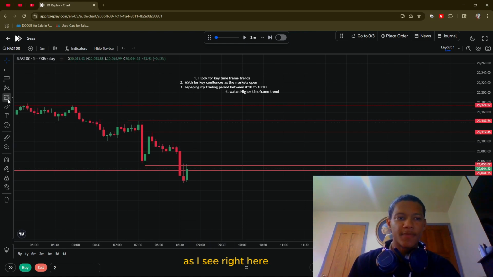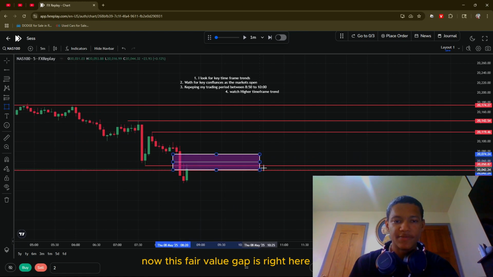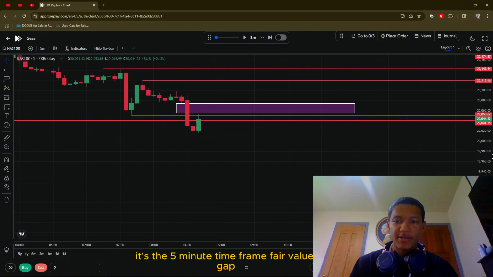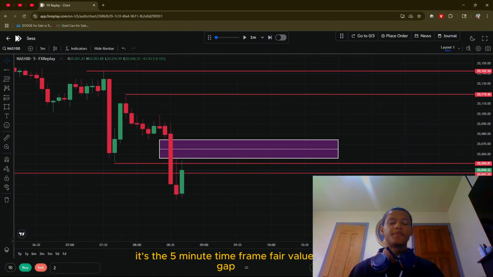As I see right here, I peep a fair value gap. Now, this fair value gap is right here. It's the 5 minute time frame fair value gap.